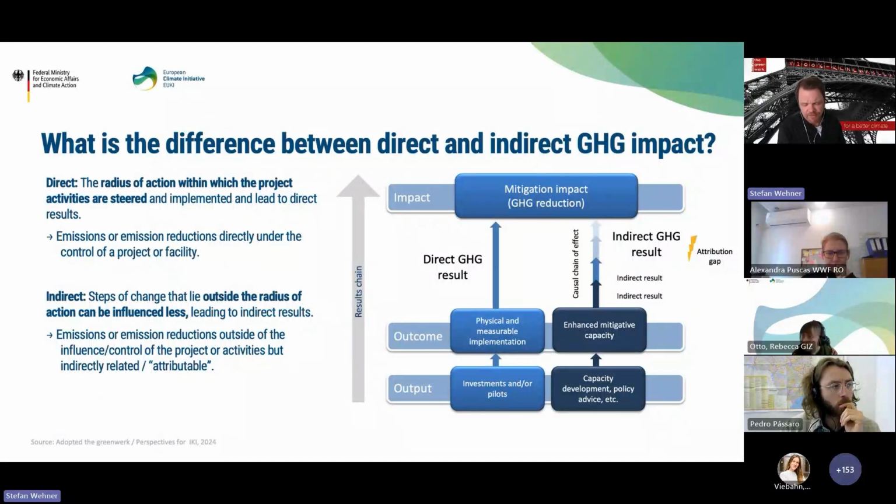You see to the right a graph where we try to illustrate this a little bit along a result chain. So for example, a direct impact would be if you invest and provide financial resources to a partner, to a project, and with that resource, a real physical and measurable implementation would take place. For example, the installation of a solar PV plant. Then a direct GHG result could be dedicated to your project. This typically or often relates to pilot activities and projects.